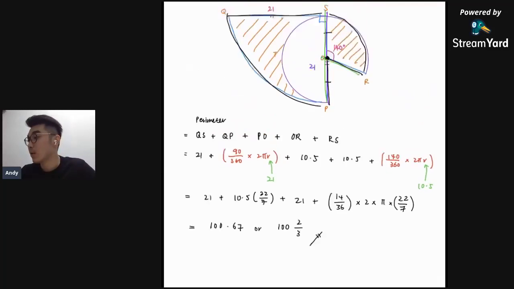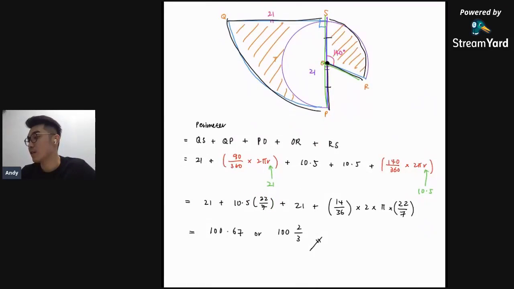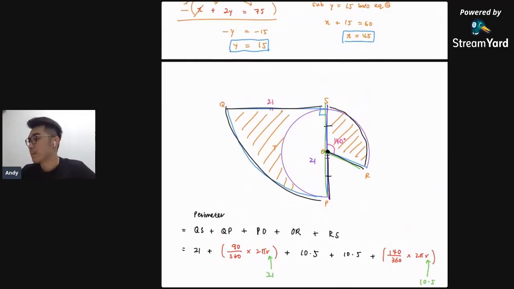And then the other one, they want to find the area of the shaded region. So this one is a bit tricky. Why is it tricky? Just tedious, I would say. So how do we do it? We just have to find this quarter, right? So how do we find this quarter?